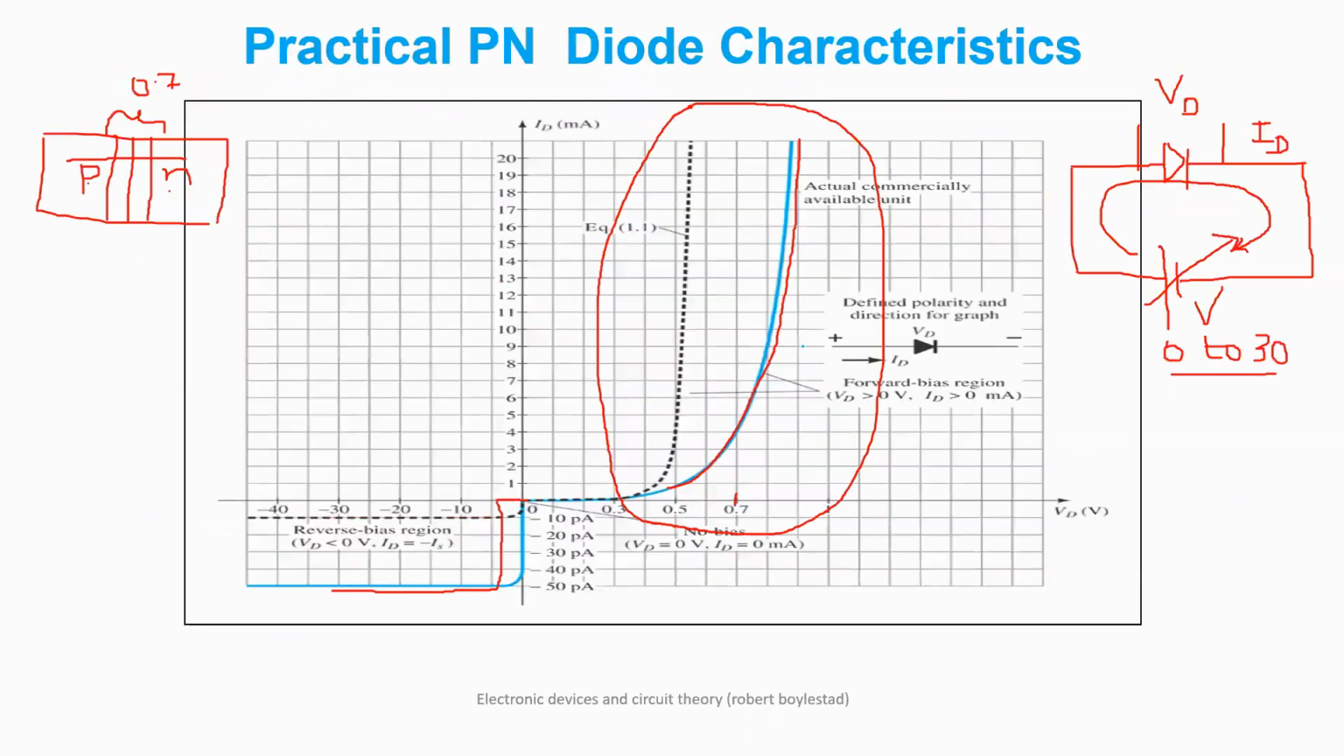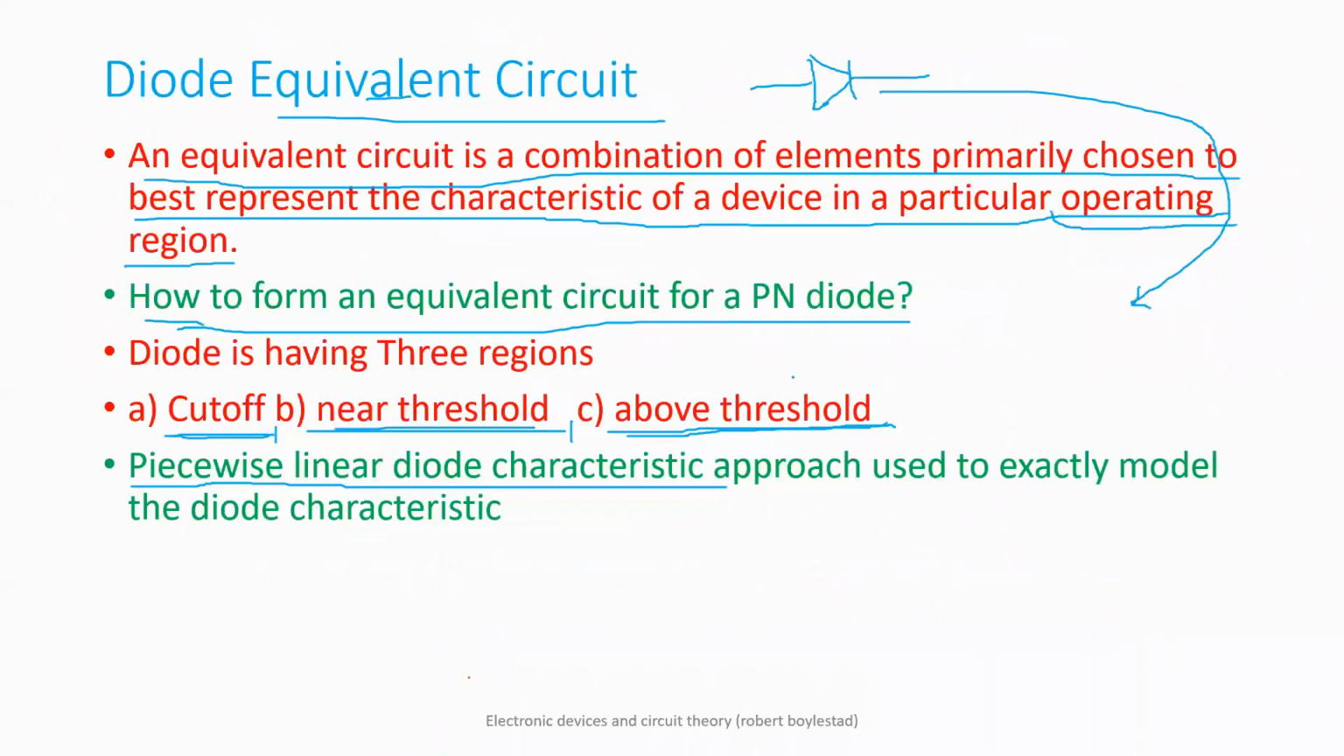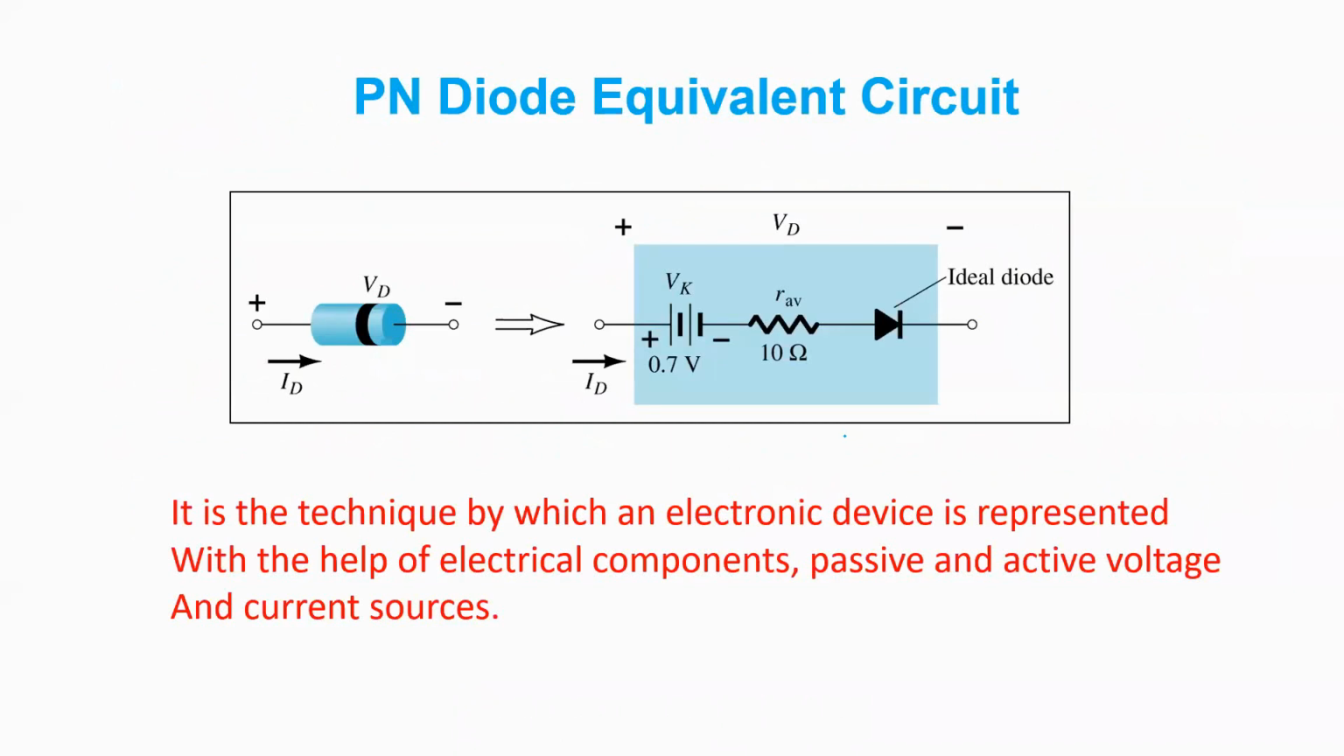Here you can see your regions of operation: this is cutoff, this is below threshold, and this is above threshold. So these are the characteristics, and we divided them into cutoff, near threshold, and above threshold. On the basis of that, your equivalent circuit of a PN diode looks like this. This is your PN diode. This black ring is your cathode and this is the anode.